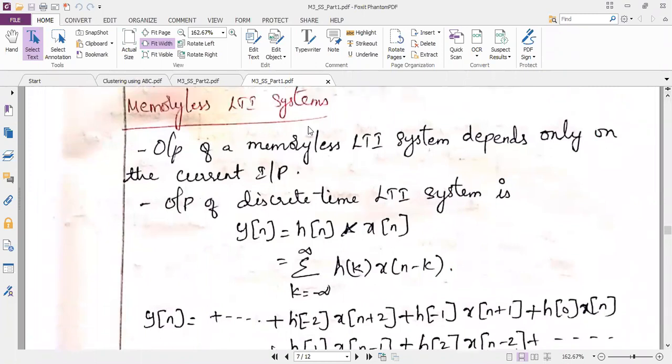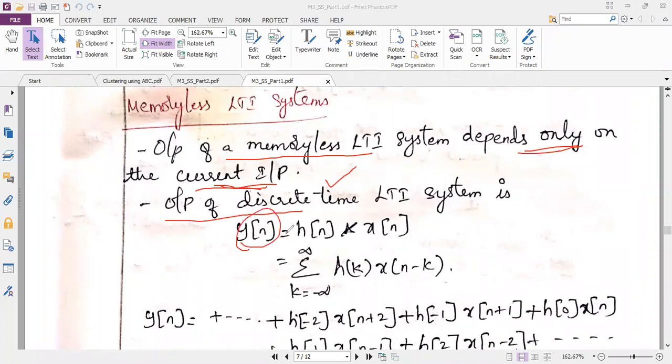So, memoryless LTI system. The definition is the same as in the previous module. The definition is: memoryless means the output depends only on the current input. If the system has memory, then the output depends upon the past input as well as future input. Since it does not have any memory, my output depends only on the current input. The definition remains the same. I'm taking the discrete time LTI system. Later, I will write the equation for the continuous time LTI system also.